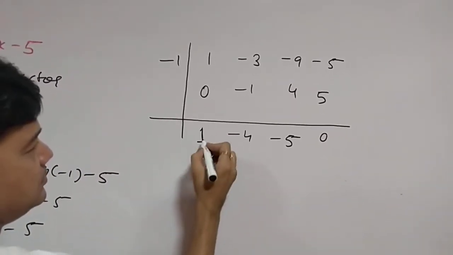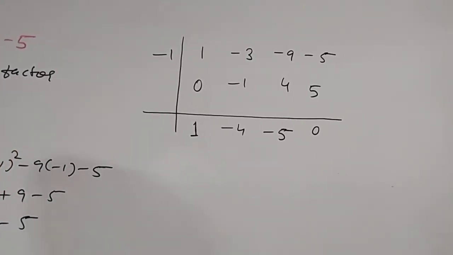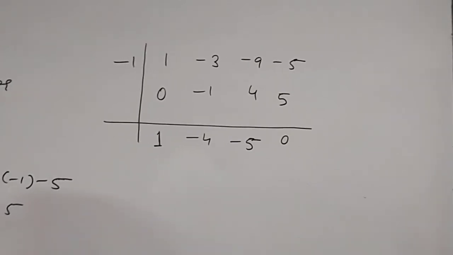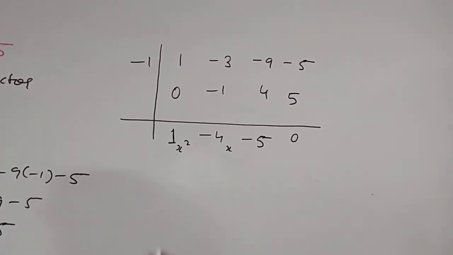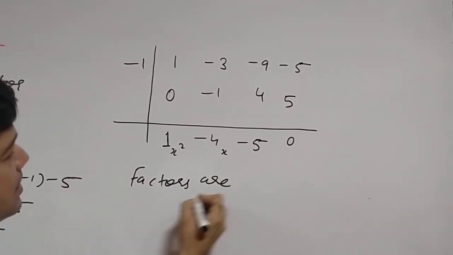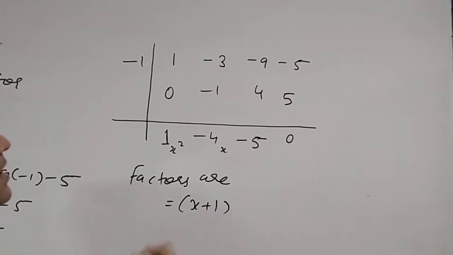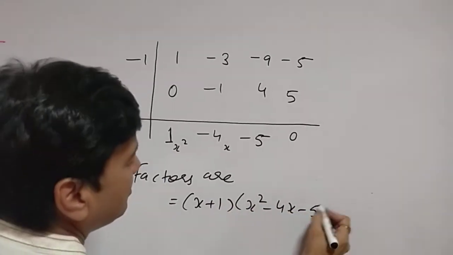Here, in decreasing order, there are 3 terms. In which polynomial are there 3 terms? The quadratic. So it is a quadratic polynomial: x square, x and 1. So the factors are, one factor is x plus 1 and the second is x square minus 4x minus 5.